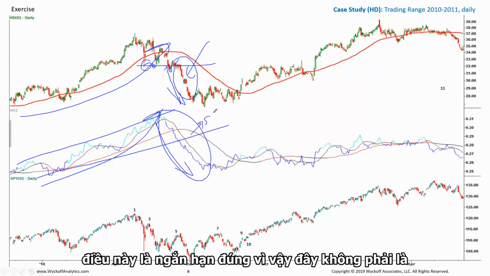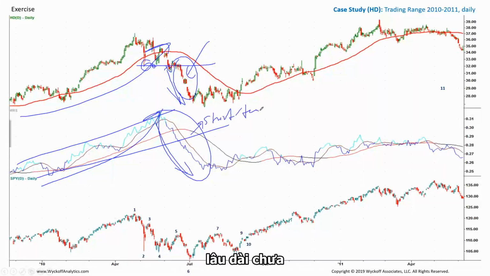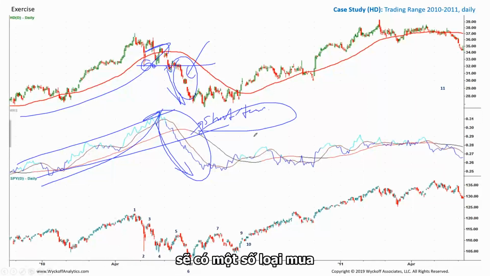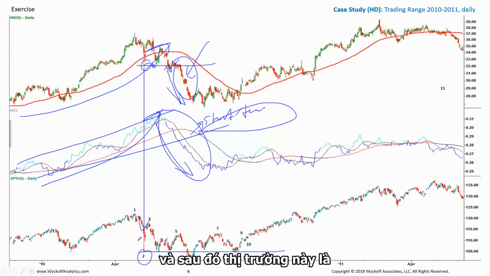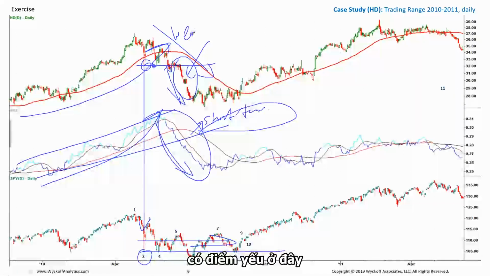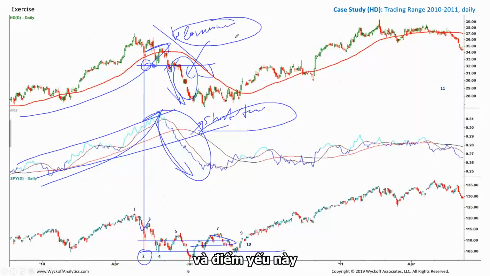Please bear in mind that this is short-term, right? So this is not long-term yet. This underperformance is very short-term. We need to see if there's going to be some kind of buying after that. But look also at the market. This was a flash crash on May 6th, and then the market is flat. The stock is actually going down, so there is weakness here. And this weakness, even though it's short term, basically suggests a pause.